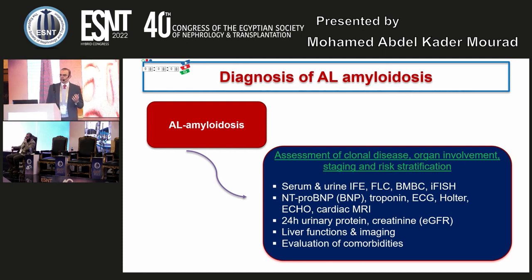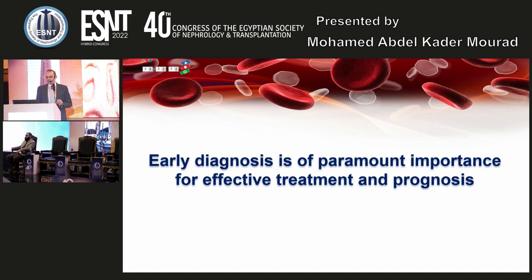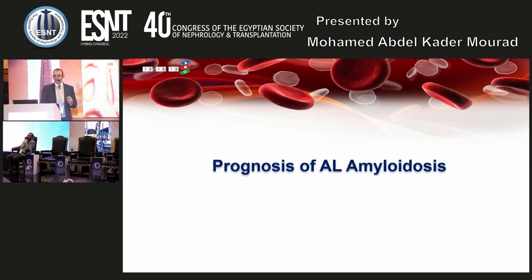Regarding the heart, we should measure N-terminal pro-BNP. We should go for troponin T and the ECG, echo, and cardiac MRI. Regarding the kidney, we should measure 24-hour urine protein and the estimated glomerular filtration rate, and liver function, especially the alkaline phosphatase, and imaging of the liver span. And don't forget the evaluation of comorbidities. Early diagnosis is of paramount importance for effective treatment and prognosis of AL amyloidosis.